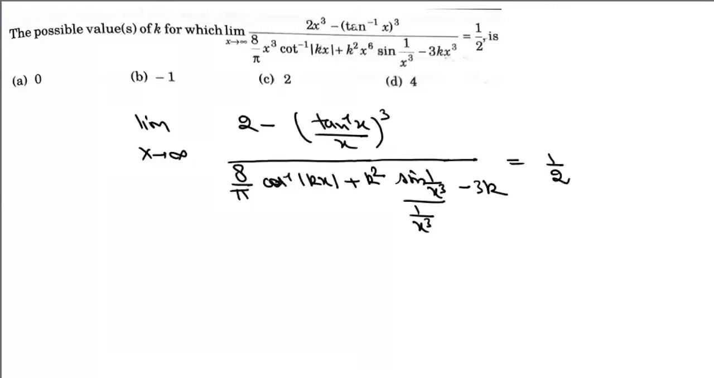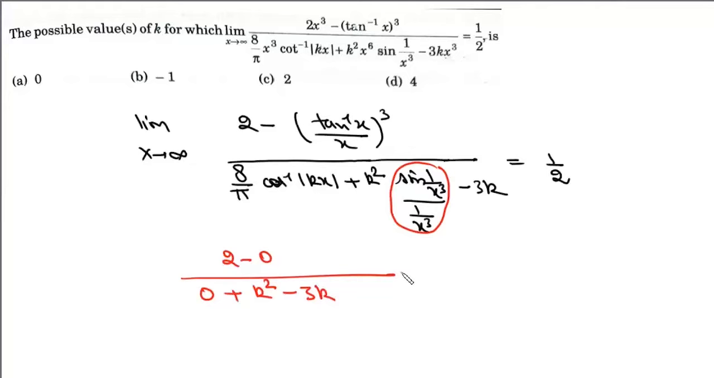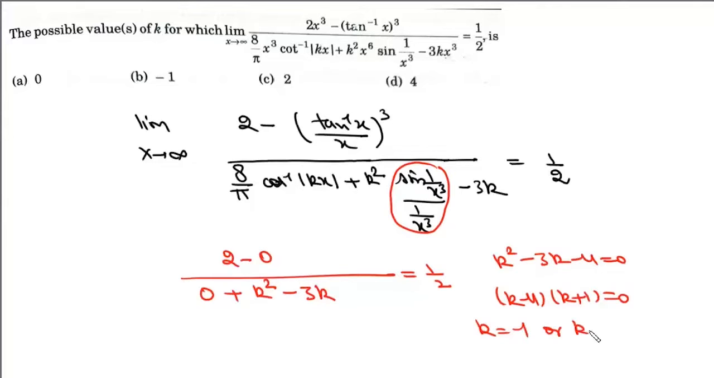Now we'll take this limit as x tends to infinity. Now this is 2 minus, tan inverse infinity is pi by 2, and pi by 2 upon infinity is 0. Here this is cot inverse infinity, which is 0. Here sine of t upon t, when 1 upon x cube tends to 0, is 1. So it will be k square minus 3k, that is equal to 1/2. So from here we can write k square minus 3k minus 4 equals 0. So it will be (k minus 4)(k plus 1) equals 0. So the value of k is either minus 1 or 4. That means the possible values are minus 1 and 4.